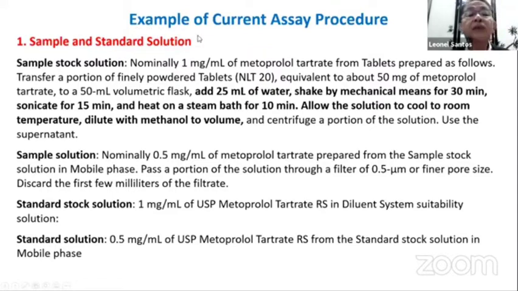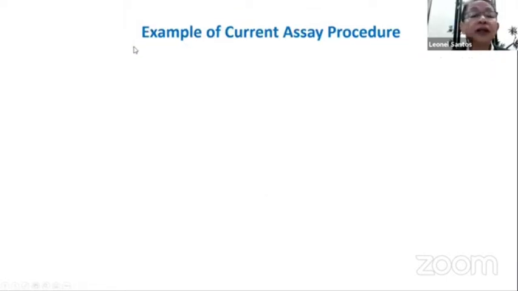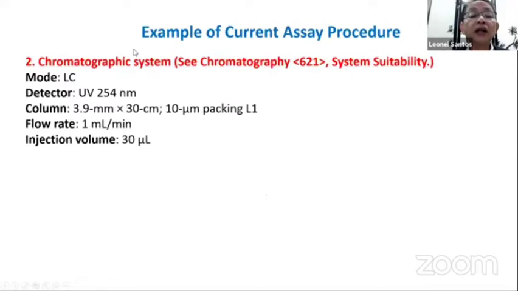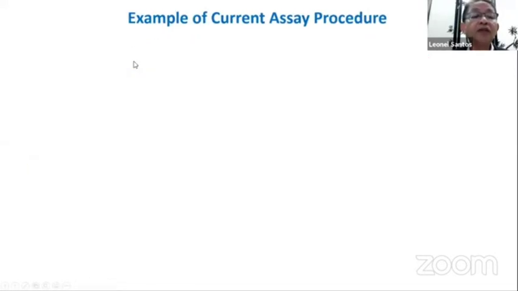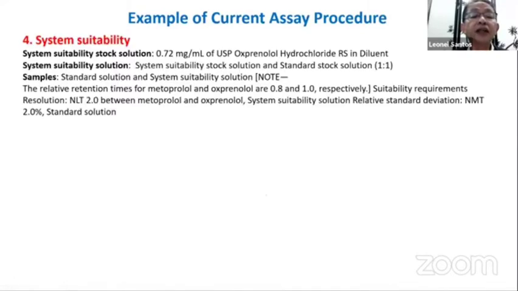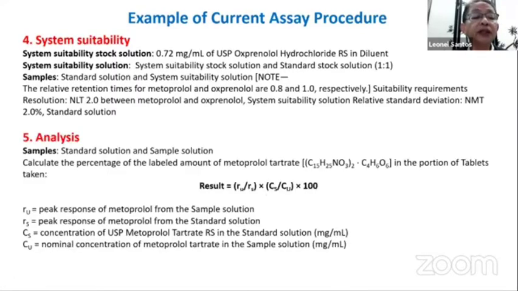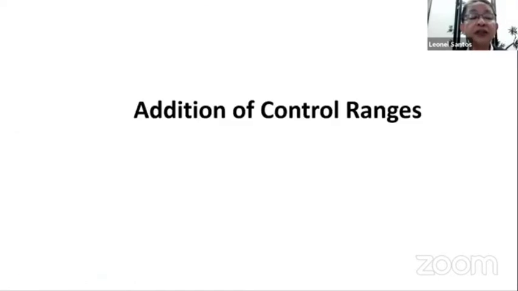So this is an example of a current assay procedure from USP, where I put together the sample and standard solution and the chromatographic system, the mobile phase, system suitability, analysis, and acceptance criteria. So addition of control range would be good to add in the monograph.